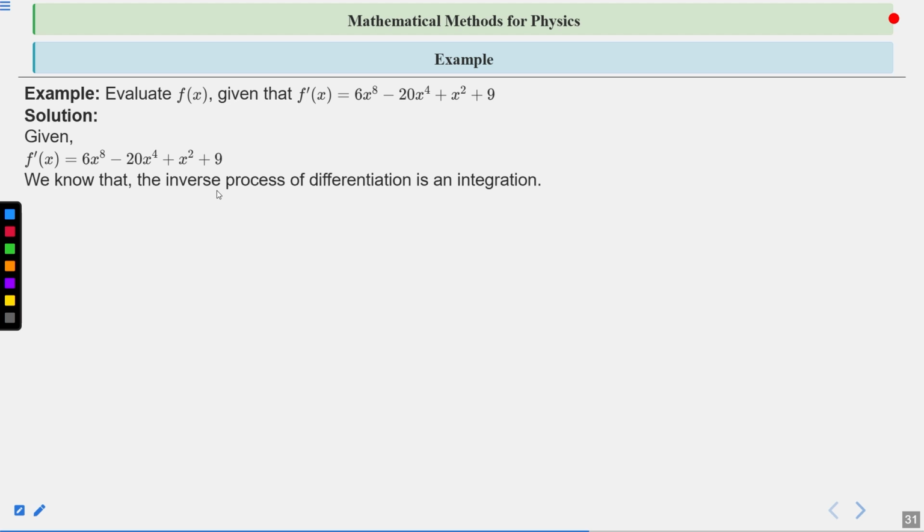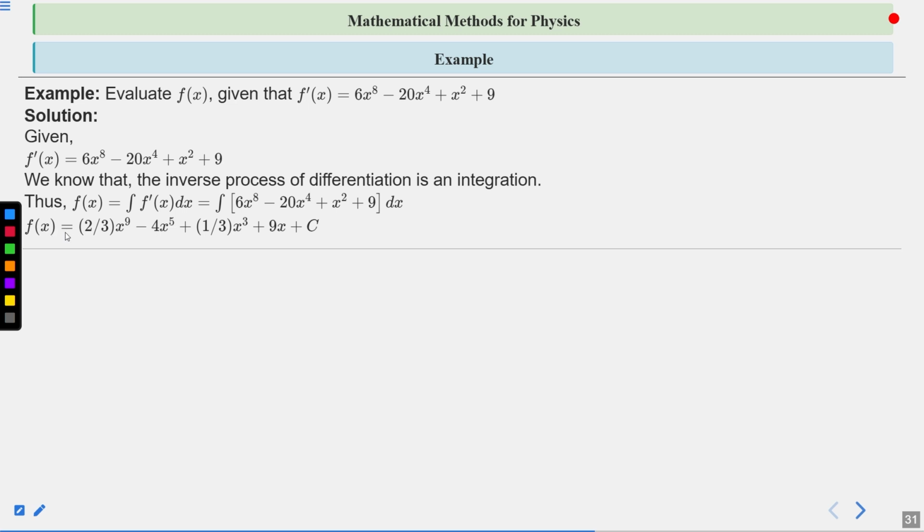So we know that the inverse process of differentiation is integration. Yes or no? Yes. Thus f of x is equal to integration f prime of x dx. So it will be integration 6x raised to the power 8 minus 20x raised to the power 4 plus x square plus 9 dx. So taking the integration, you will get f of x is equal to 2 by 3 x raised to the power 9 minus 4x raised to the power 5 plus 1 by 3 x cube plus 9x plus c. Clear?